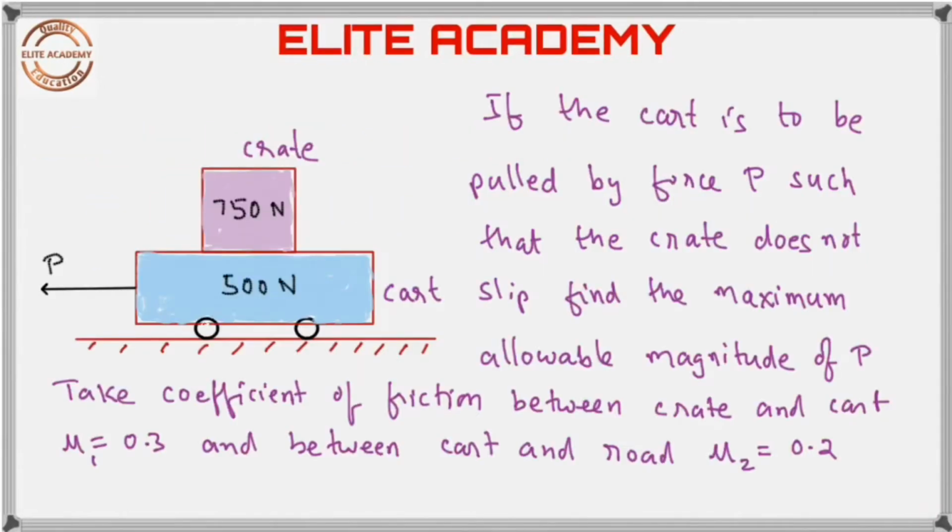In this problem, a crate is placed on top of a cart. The weight of the cart is 500 newtons and the weight of the crate is 750 newtons. The cart is being pulled by force P. We have to find the maximum allowable magnitude of P, and it is given that the coefficient of friction between crate and cart mu1 is equal to 0.3 and the coefficient of friction between cart and road mu2 is equal to 0.2.